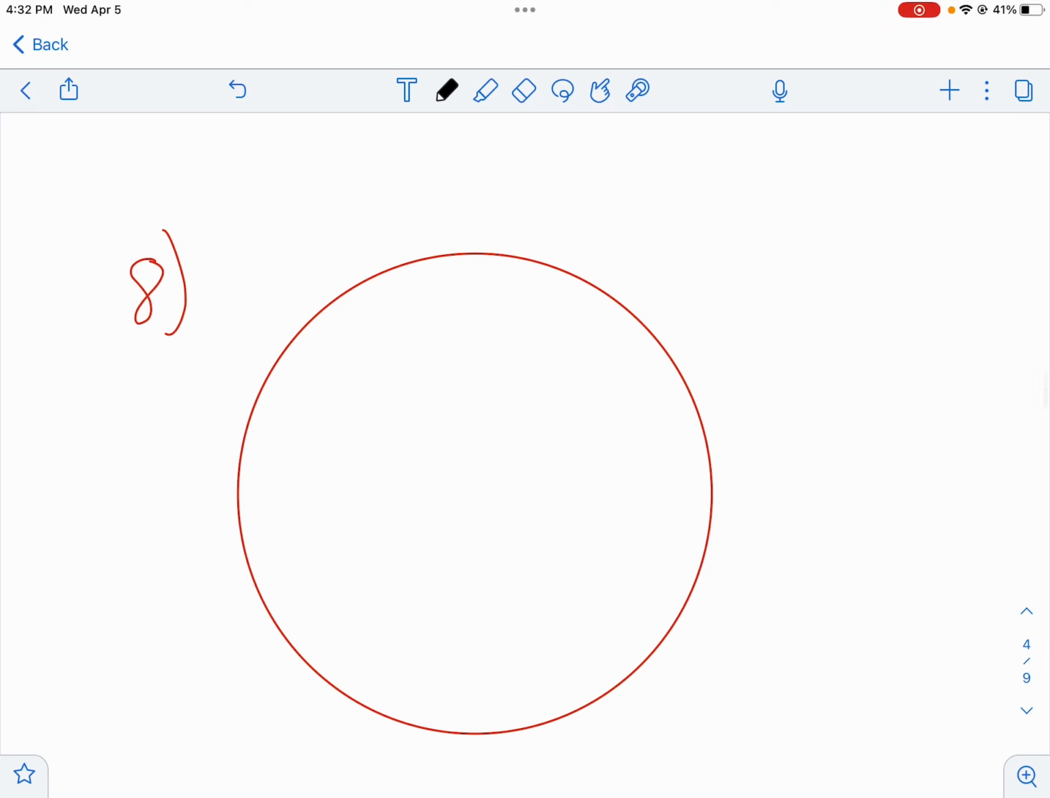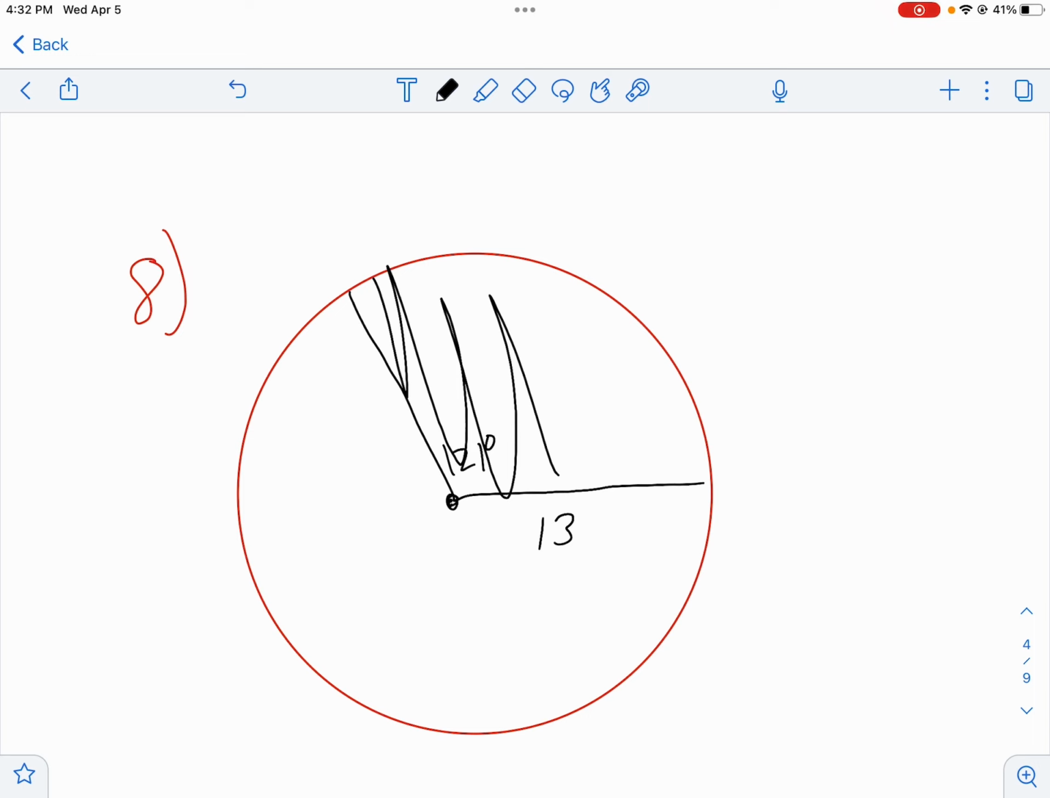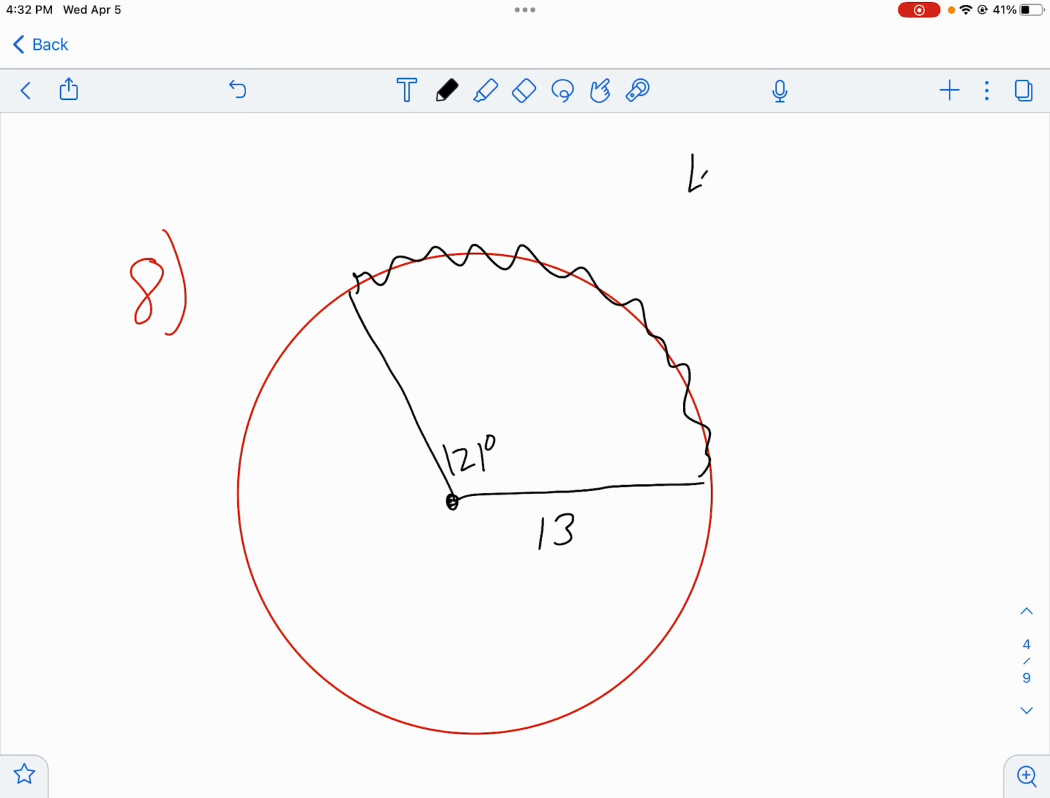Number 8, find the length of the arc in terms of pi and the digit, round to the nearest tenth. I have a radius of 13. And what is it, 121? Pretend like that's 121 and pretend like that's a center. Find the area, oh, no, the length. Find the length of this arc right there. So we need to go length is equal to 121 over 360 again, right? Times 13 times 2 times pi.